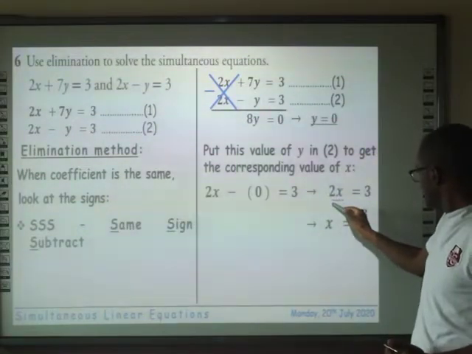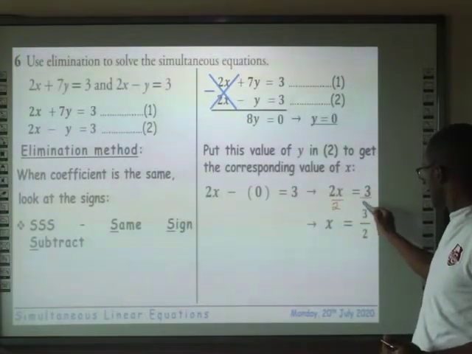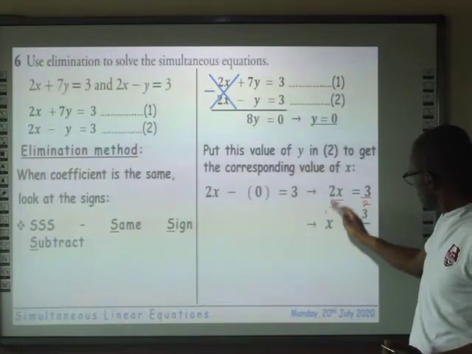Remember, well, if you can't see very clearly, when you divide both sides by 2, this 2 goes in that.